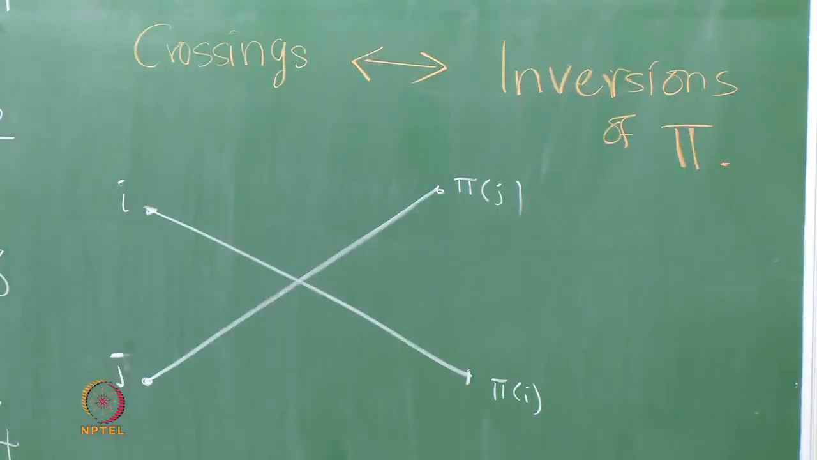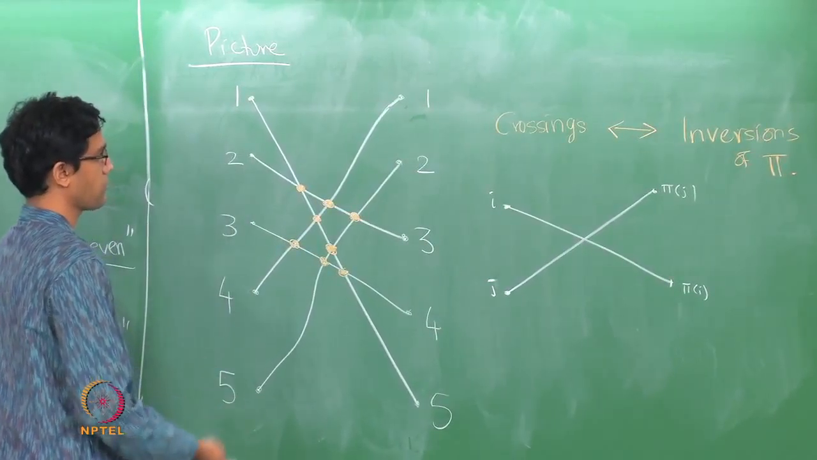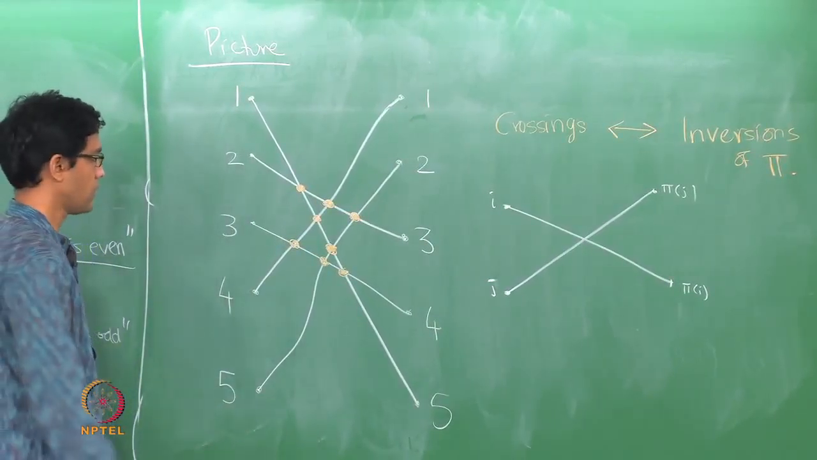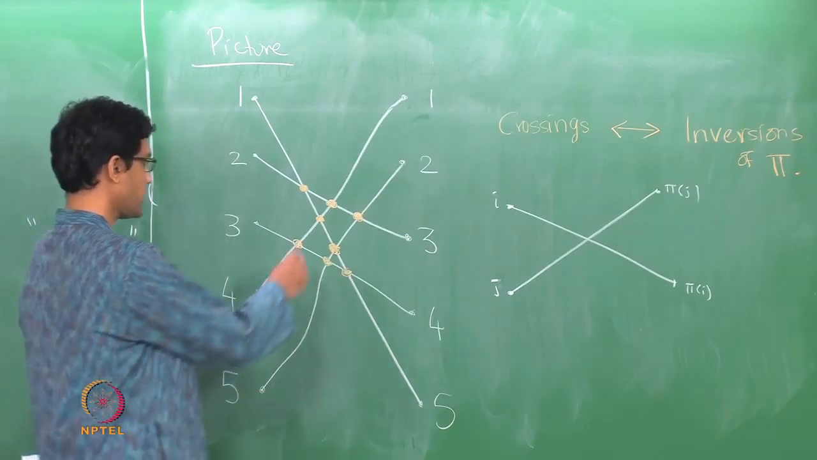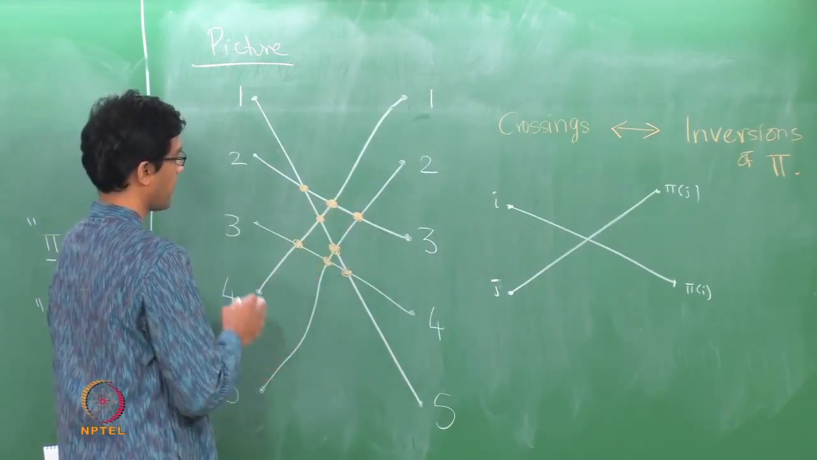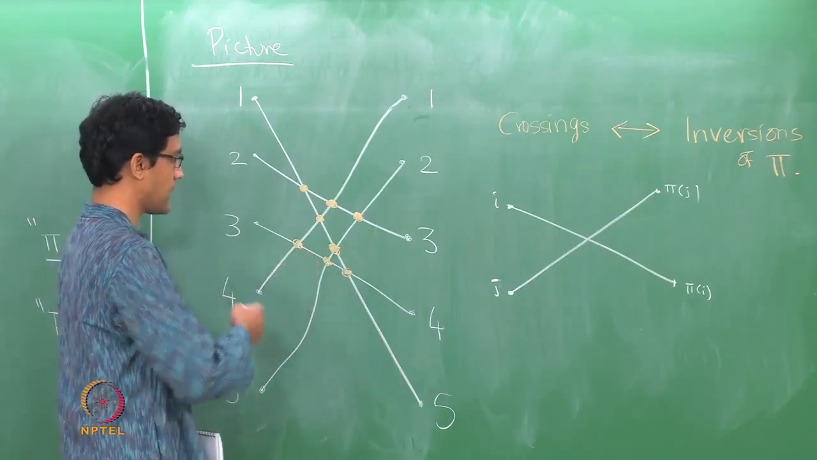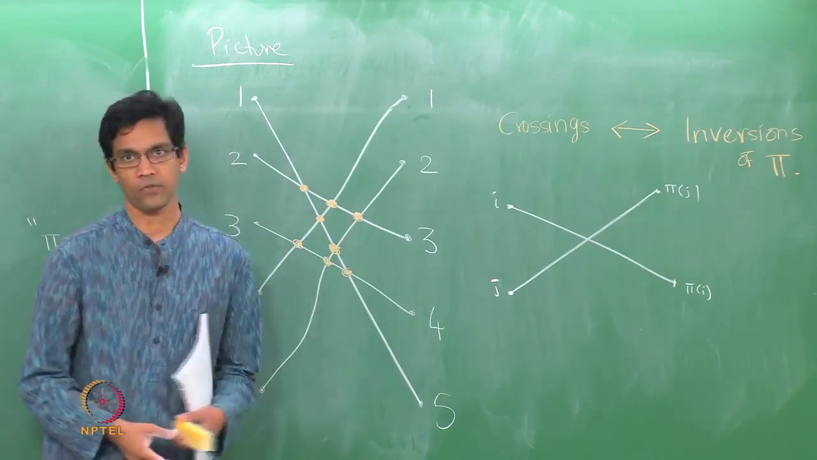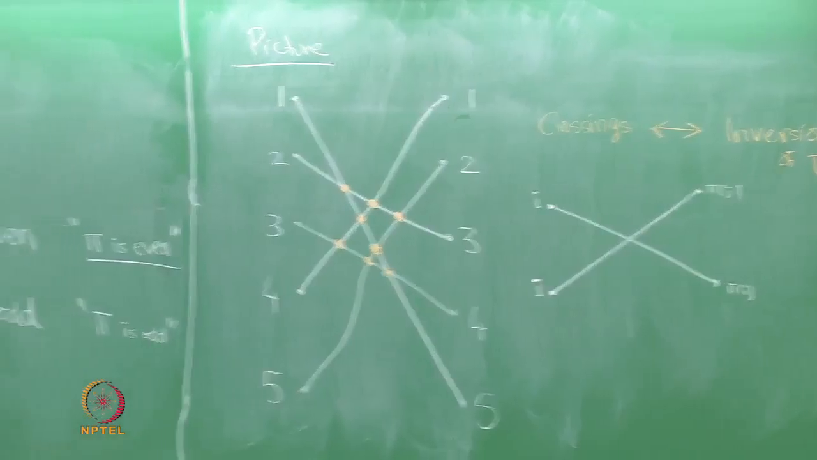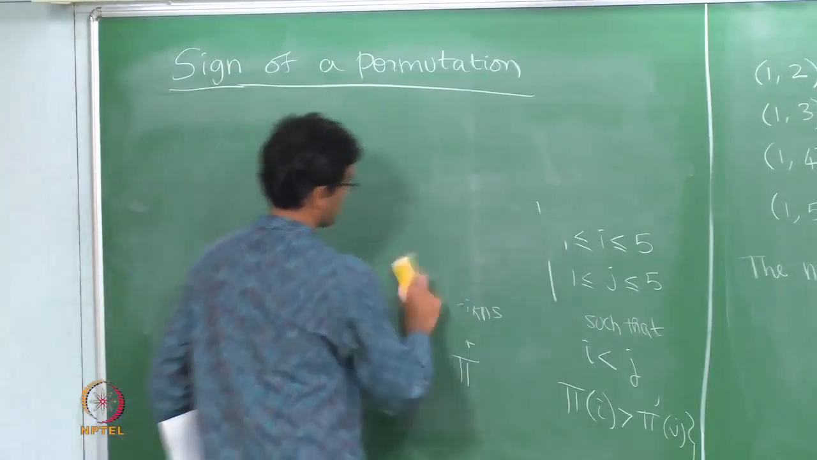So counting the number of crossings in these kinds of diagrams is the same as counting the total number of inversions of pi. Now there is just one little thing one will have to worry about. When drawing these diagrams, take care not to draw them in such a way that 3 lines or 4 lines, or more than 2 lines, intersect at a point. While drawing these diagrams you should avoid drawing them such that more than 2 lines meet at a point.